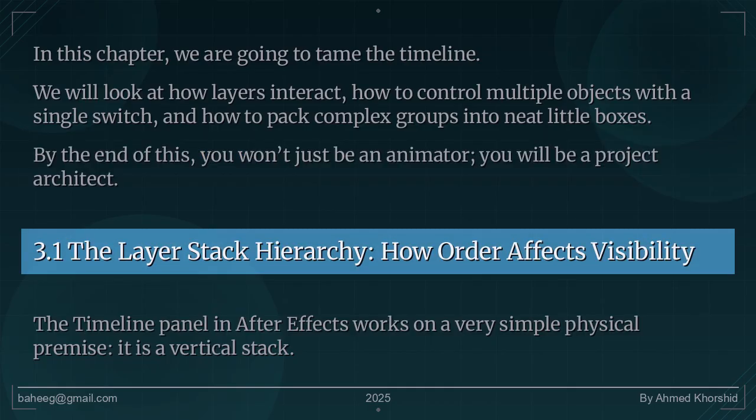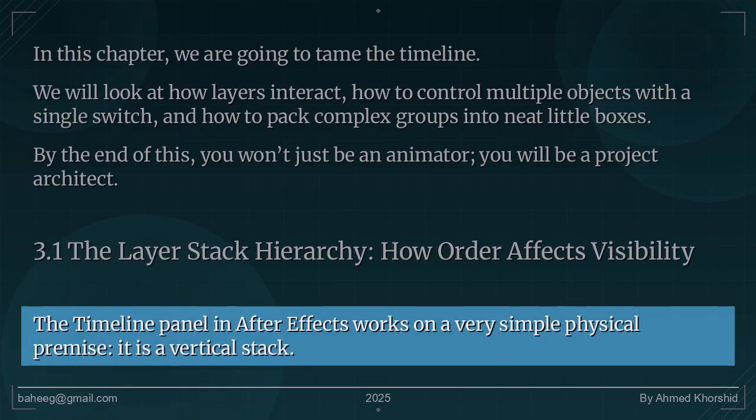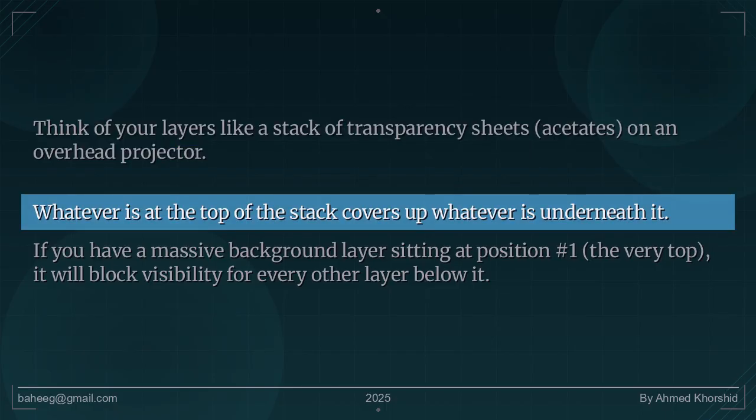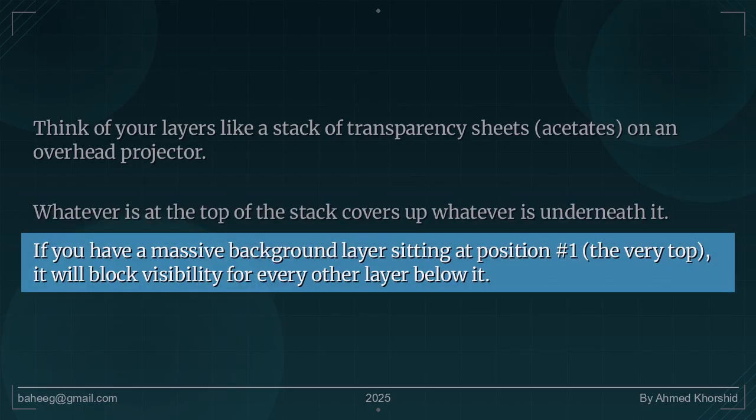3.1 The Layer Stack Hierarchy, How Order Affects Visibility. The timeline panel in After Effects works on a very simple physical premise. It is a vertical stack. Think of your layers like a stack of transparency sheets, acetates, on an overhead projector. Whatever is at the top of the stack covers up whatever is underneath it. If you have a massive background layer sitting at position number 1, the very top, it will block visibility for every other layer below it.